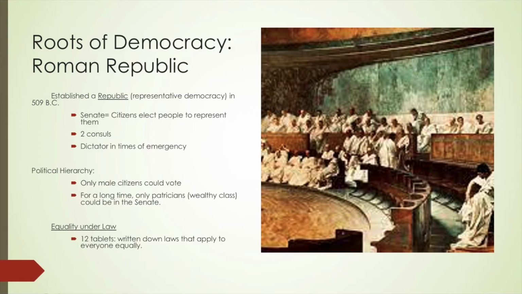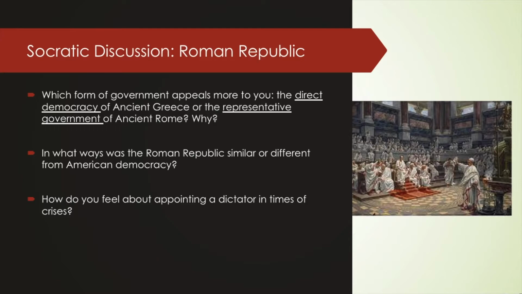Another important idea in the Roman Republic was equality under law. So they had this document called the 12 Tablets, and these were laws that were written down and they applied to everyone equally. So it didn't matter if you were a rich person or if you were poor, the law was the law and everyone had to follow it, which was a big step forward in the development of democracy.